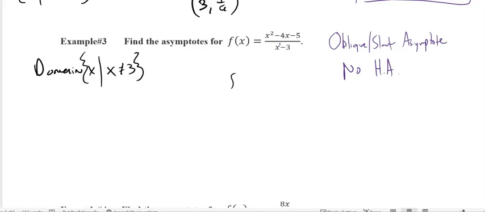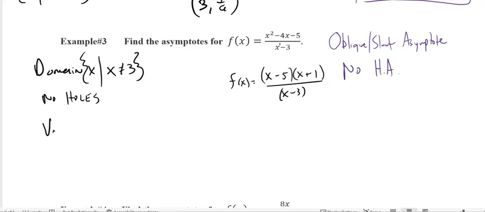I want to take a look at the numerator. I can factor that numerator maybe. Let's see. Two numbers that multiply together to give me 5 and add together to give me -4. It should be these two numbers. It doesn't really help me. I can't cancel anything out, there are no like factors. So that means there's no holes.